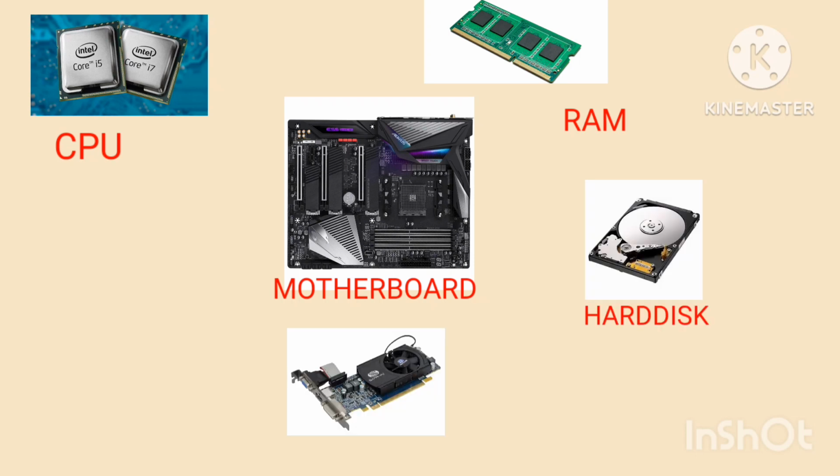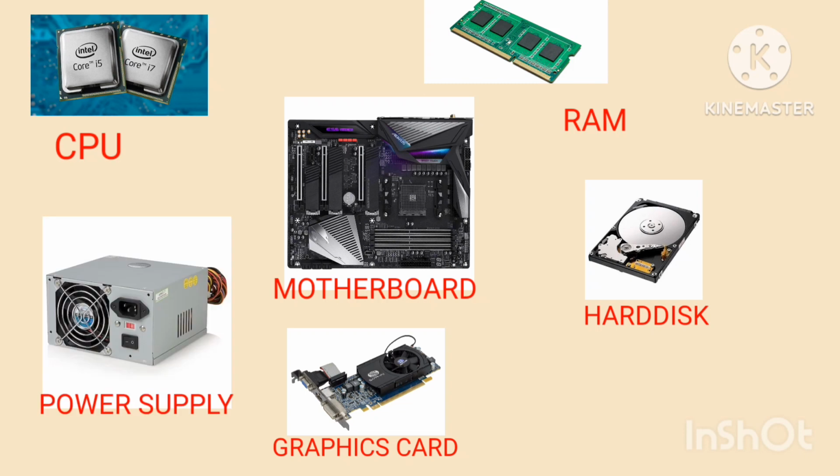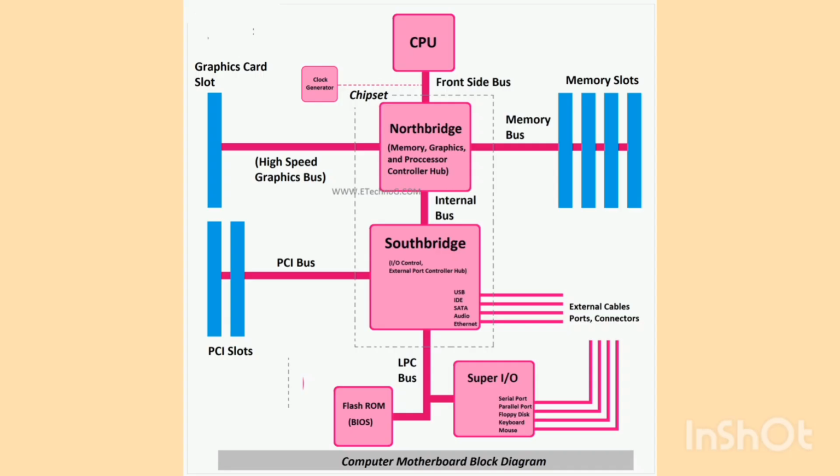4. Motherboard. This is the main circuit board that connects all of the computer's components together. 5. Power Supply Unit, PSU. This is responsible for providing power to all of the computer's components. 6. Graphics Processing Unit, GPU. This is responsible for rendering images and video, and is especially important for gaming and other graphics-intensive tasks. 7. Input/Output, I/O devices. These include the keyboard, mouse, monitor, and other devices that allow the user to interact with the computer.